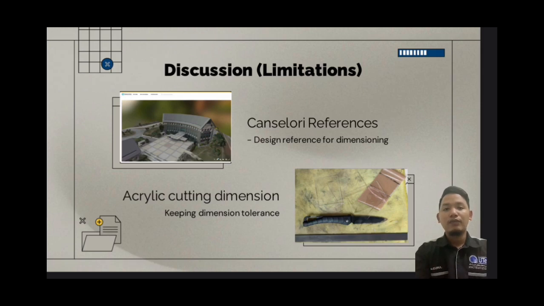During our project, some limitations occurred and needed to be solved in order to continue our project. One of them is the drawing reference. The only reference that we had at that time was the actual building. After doing some research, we found a website on Google that provides a 3D model of Canselori Hall, and this helped us to make assumptions about the dimensions of the building.